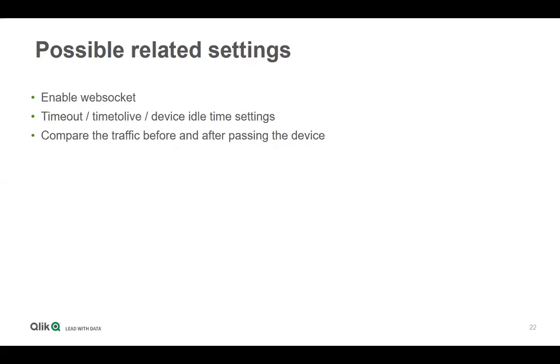If the WebSocket disconnection just happens on a particular request, like the example I showed you in Fiddler, you can compare the packets before and after this device to find out if this network device does something unusual when passing the packets. For example, does it add any extra header?